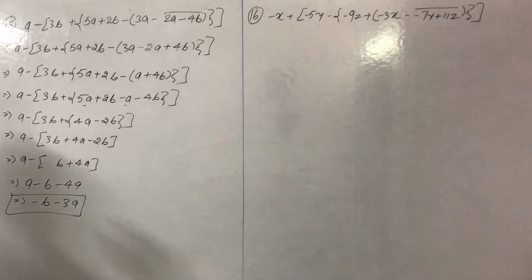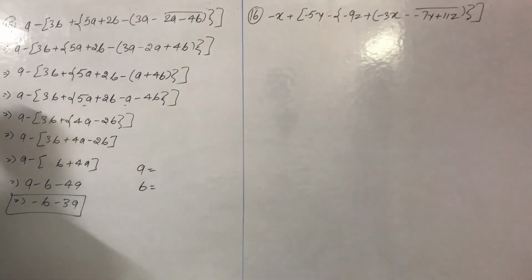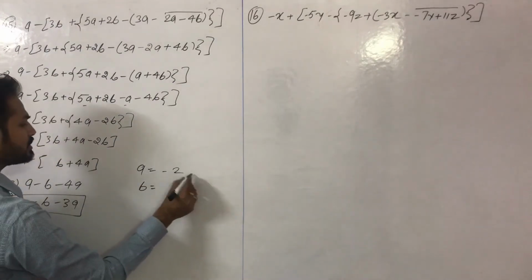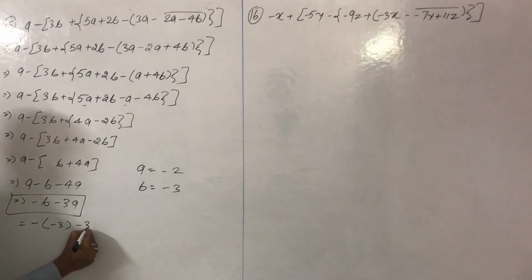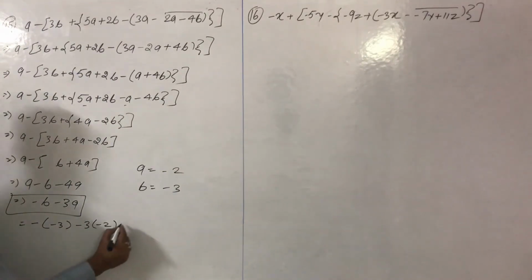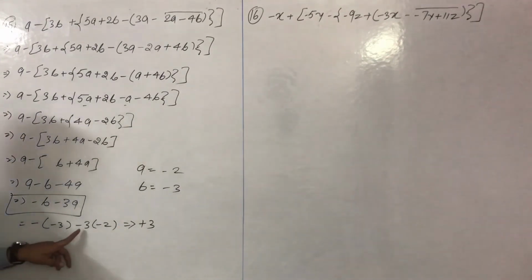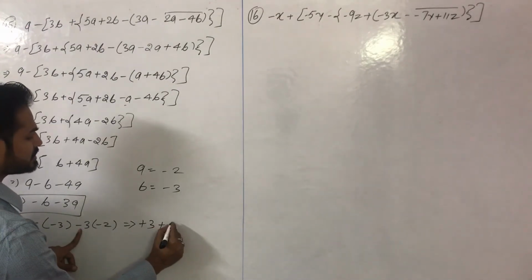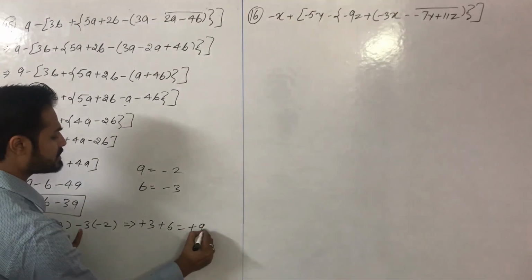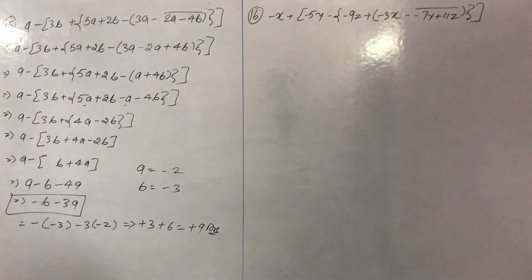Now we'll put these values of a and b. The given value of a is minus 2 and b is minus 3. So minus 2 minus 3, in place of b minus 3, in place of a minus 2. So the final answer is minus minus plus 3, and minus 3 into 2 is 6, and minus minus again plus, so plus 6, so plus 9 is the final answer.